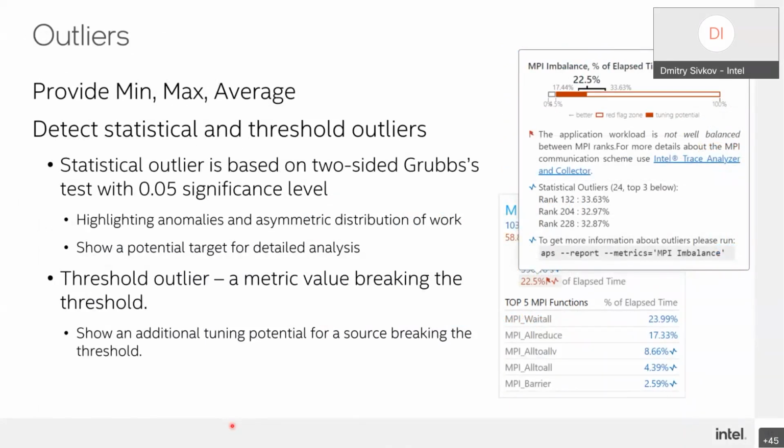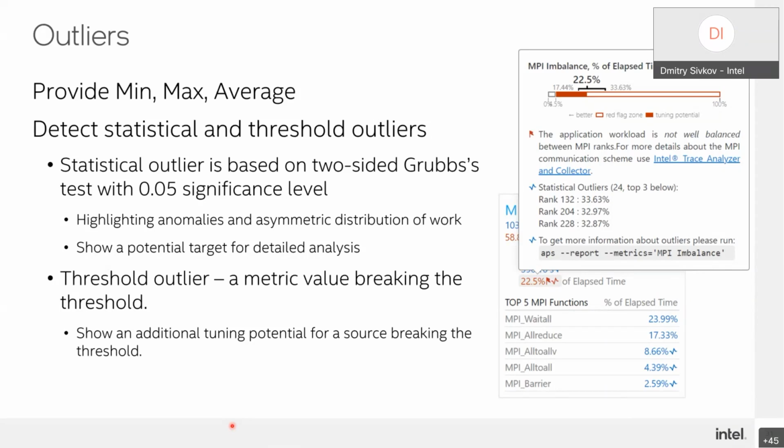And the new functionality is outliers. In application performance, when we have imbalance, it is imbalance of your synchronization. And imbalance is a very important metric. When you have only a few ranks, by checking MPI functions on each rank, you can find out the root cause of your imbalance manually. But when you have plenty of ranks, sometimes it is hard to understand the root cause of imbalance.